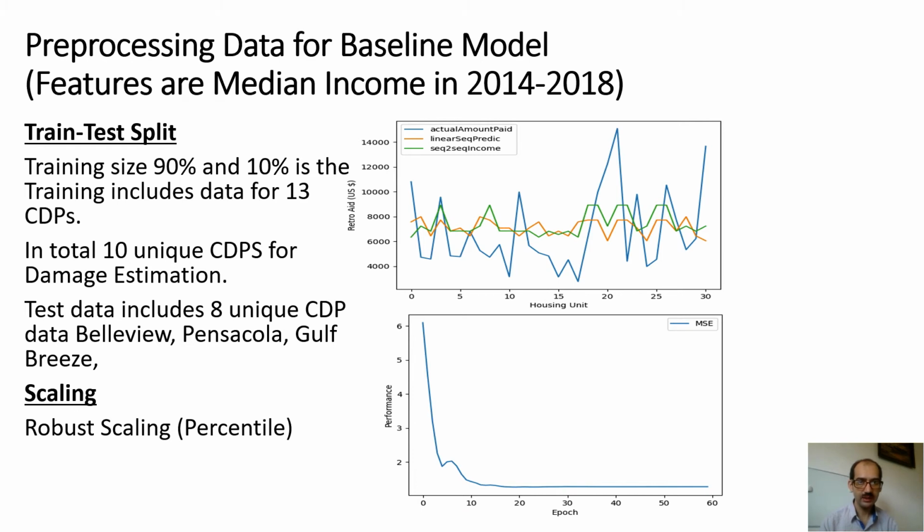The whole data comes to 303 samples, and this is a small dataset. With a 90 to 10 percent split, I would have 272 instances for training and 31 for the test. I used robust scaling, which is identical to the percentile reflected in the census income data for the years of 2014 and 2018.